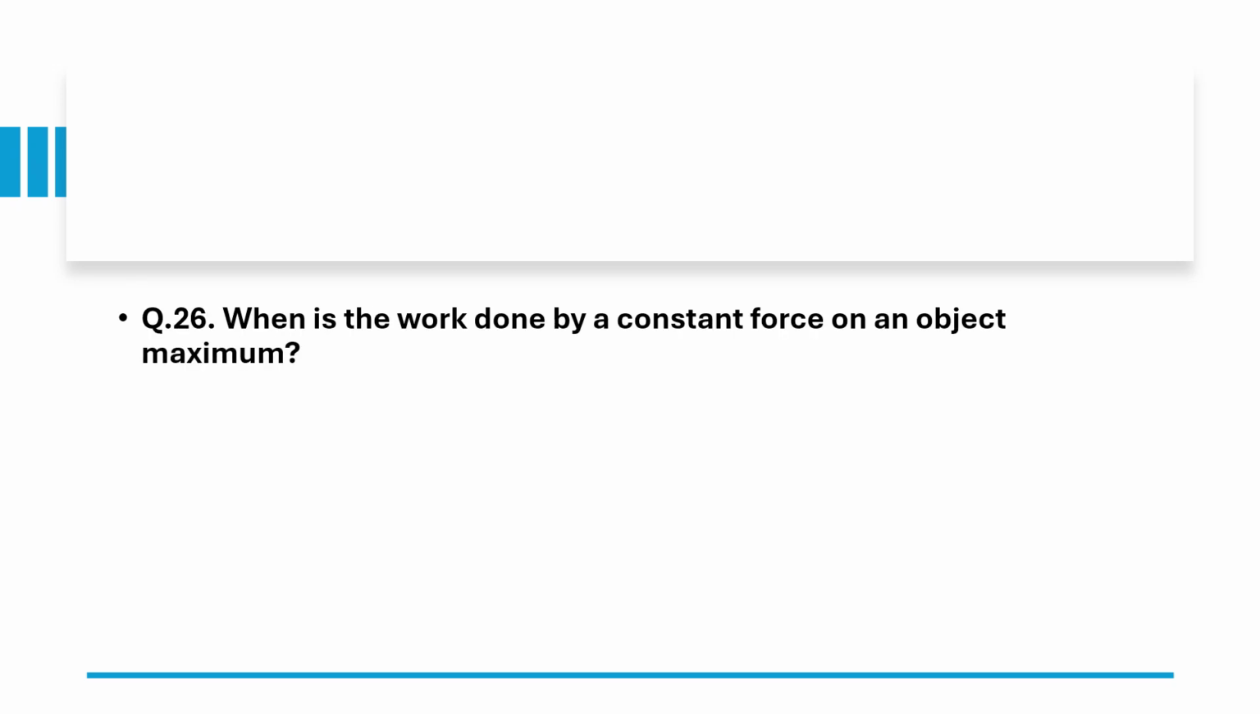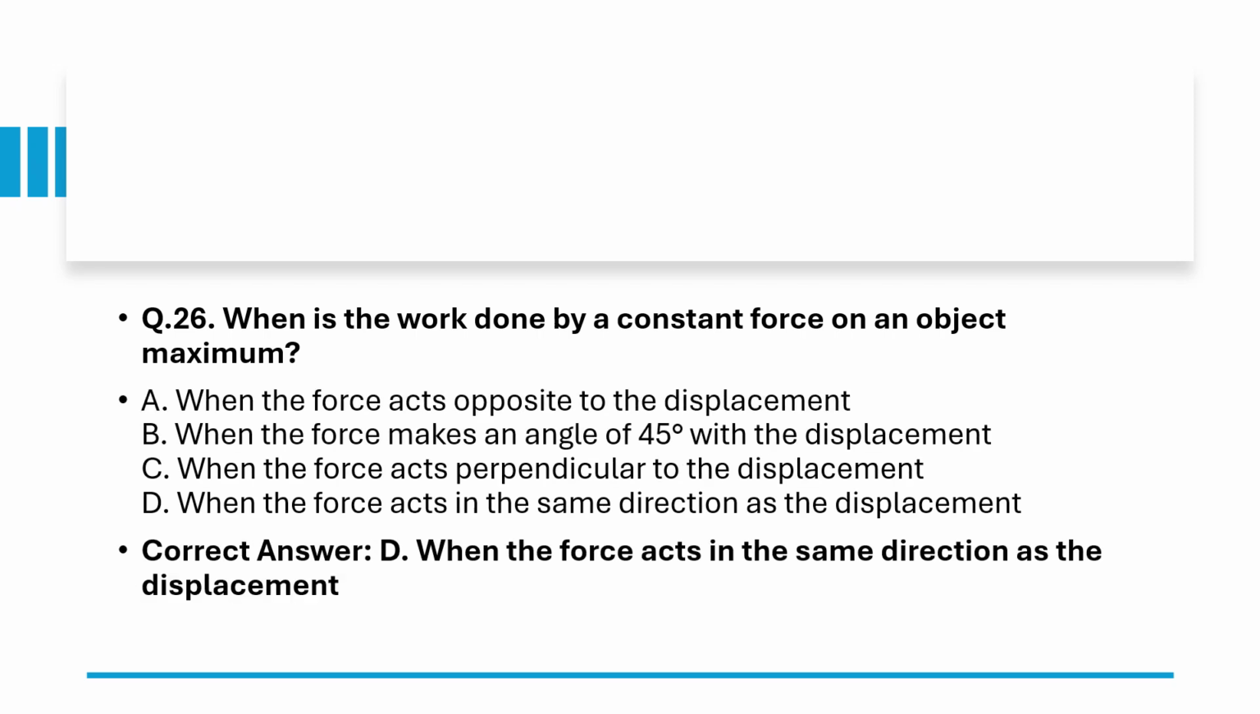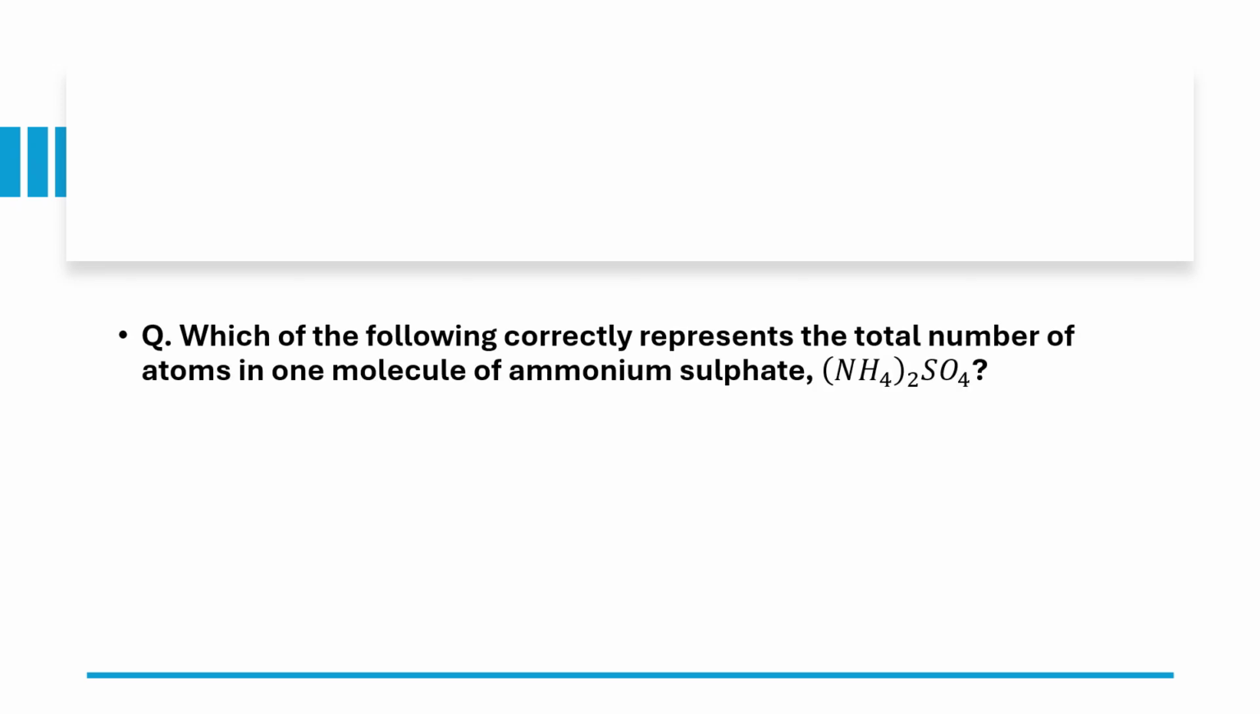When is the work done by a constant force on an object maximum? Option D is correct, when the force acts in the same direction as the displacement. Which of the following correctly represents the total number of atoms in one molecule of ammonium sulphate? Option B, 50.